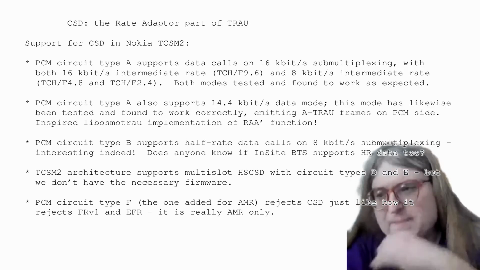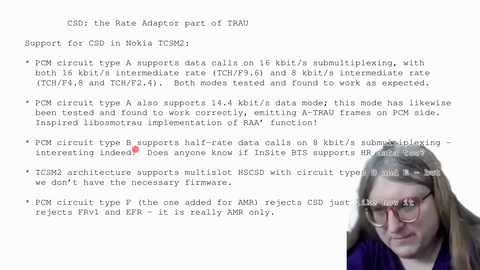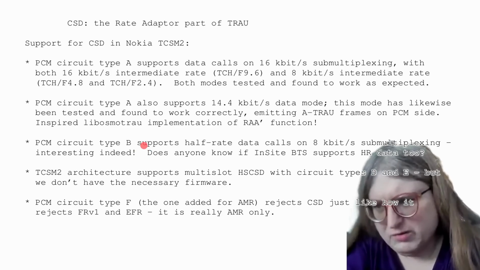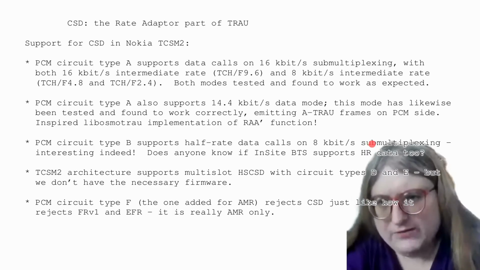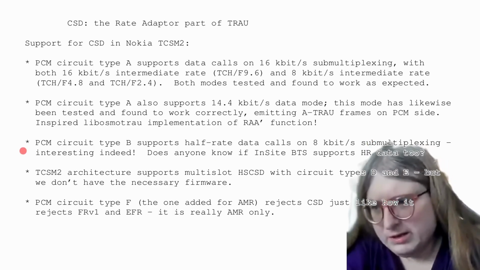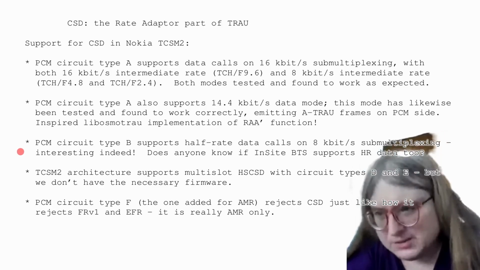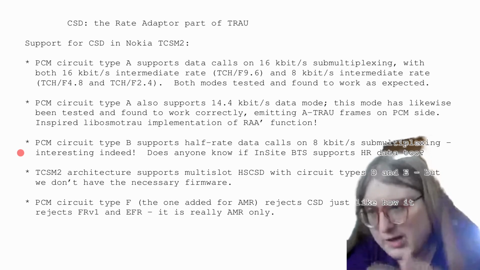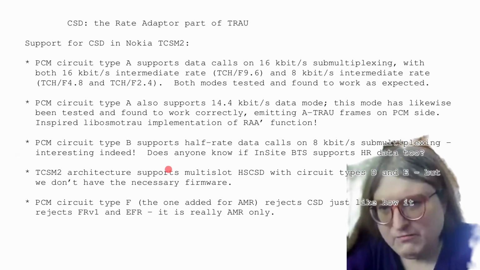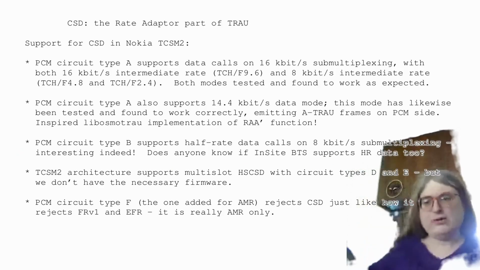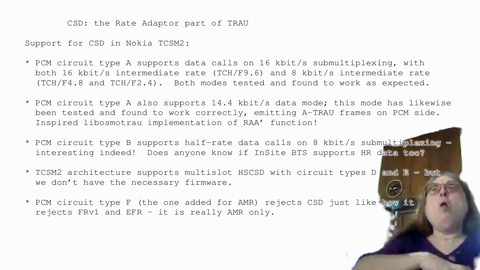But what I found surprising is the TRAU supports it. So the TRAU in circuit type B, which is half rate. When you have circuit type B, then your sub-multiplexing is 8K, so you only have 8K subslots. And normally it does the HR1 voice codec, but it also supports half rate data. The TRAU does what the spec says it should for this mode, which I find interesting. Okay, so that's the TRAU. What about the BTS? I don't know. I'll let you ponder that question while I take another break.